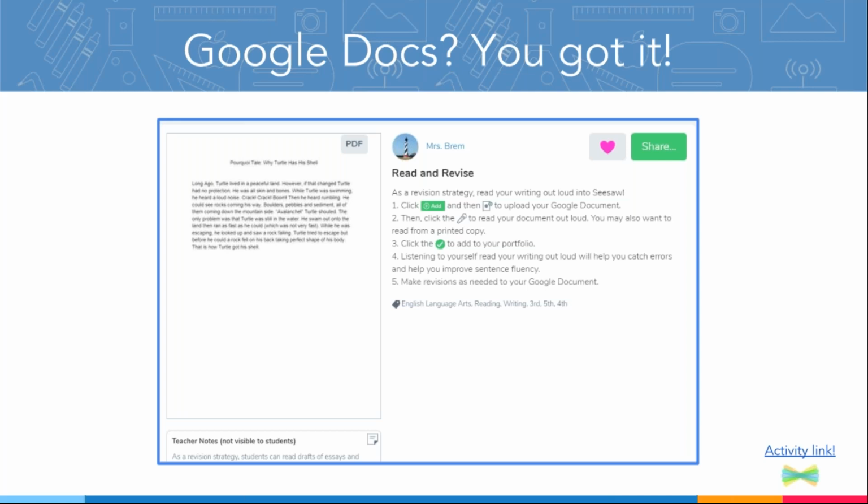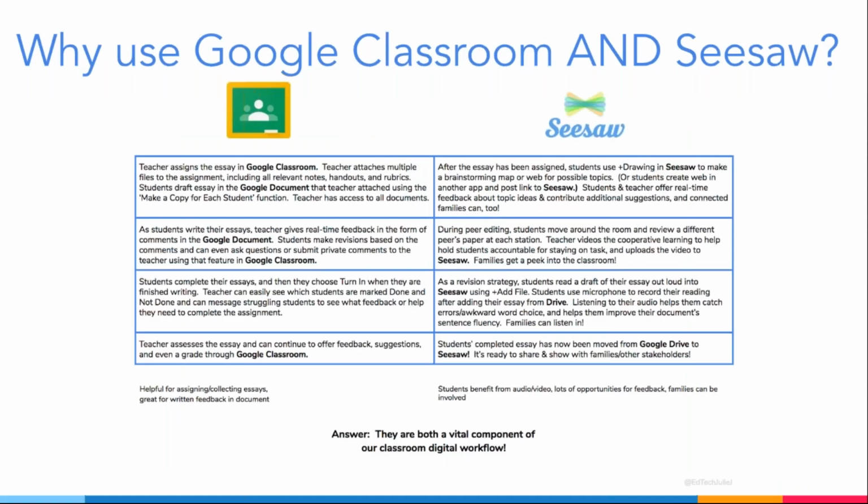So anything is available. This is a really neat activity to use. Have the student type up their short writing piece and then click the microphone to read the document out loud so that they can listen to themselves read out loud and catch any errors that they might have with their writing. So very powerful. There's a little activity link in the right-hand corner that you can grab later if you'd like.